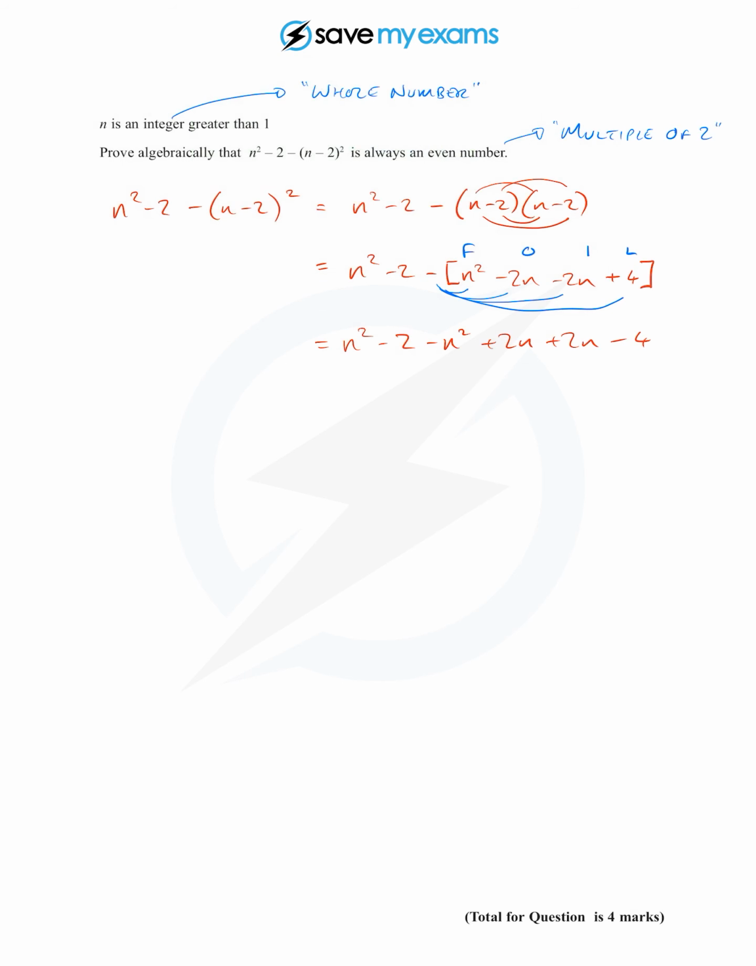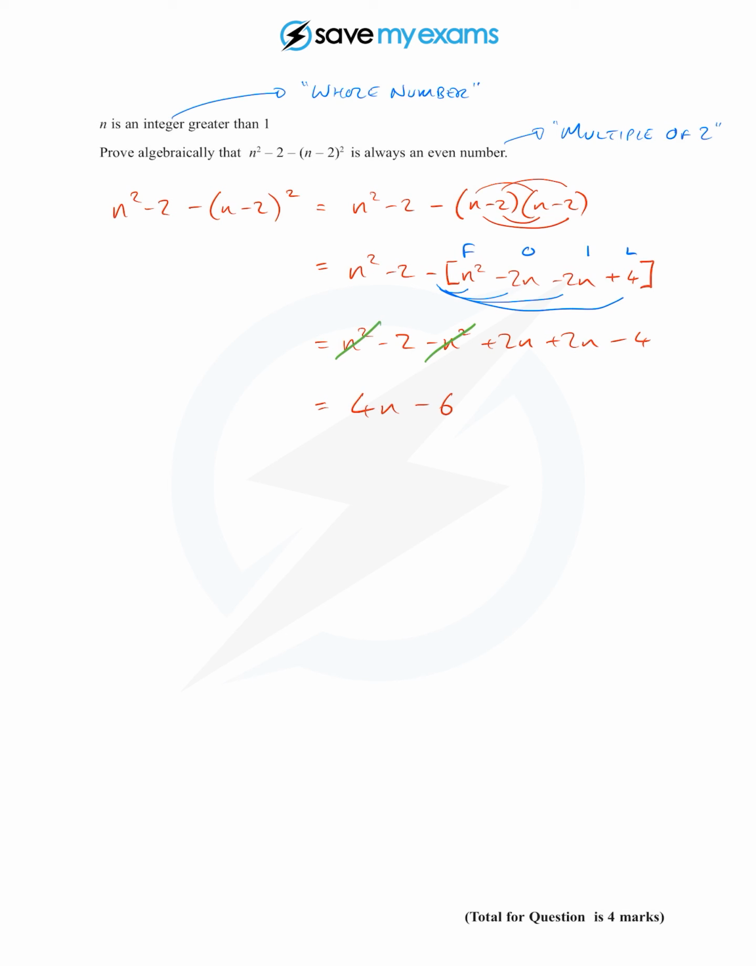It doesn't matter. Let's collect all the n squareds together. You'll have noticed I've got my green cancelling pen out because n squared minus n squared is 0, and they just disappear. Let's look at the n's. I've got 2n plus 2n, and 2n plus 2n is 4n. And then the numbers, minus 2, minus 4, take away 2, take away 4 is take away 6.